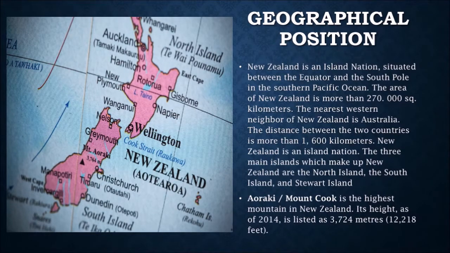Aoraki, or Mount Cook, is the highest mountain in New Zealand. Its height as of 2014 is listed as 3,724 meters.